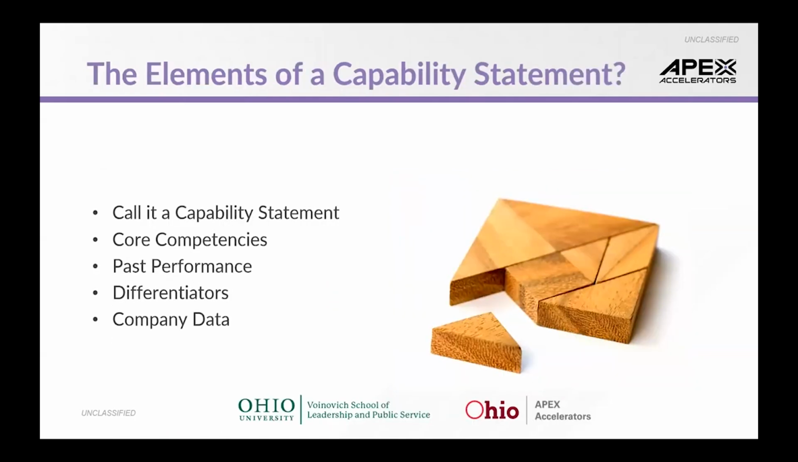So what are the various elements of a capability statement? First off, we always recommend everybody call it a capability statement. And then you're going to have four key element areas. One is core competencies. One is past performance. One is your differentiators. And then we're going to talk about company data, and we'll go over what you should have in each of these sections.